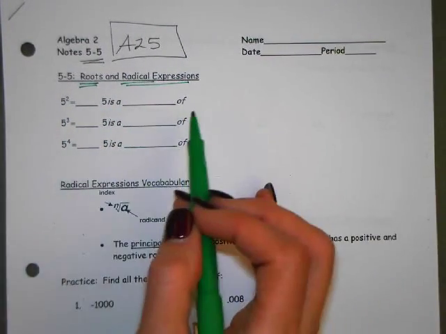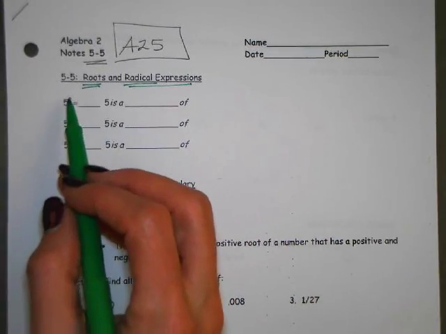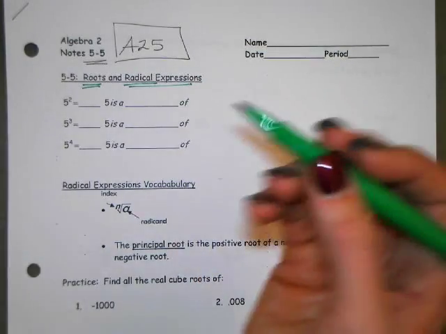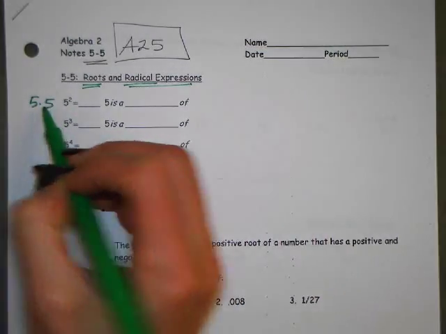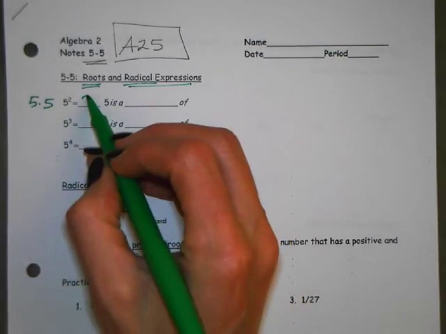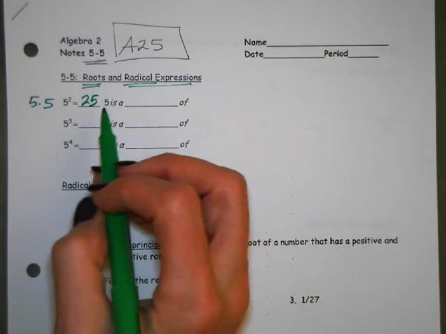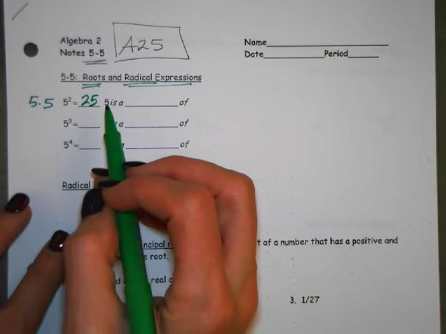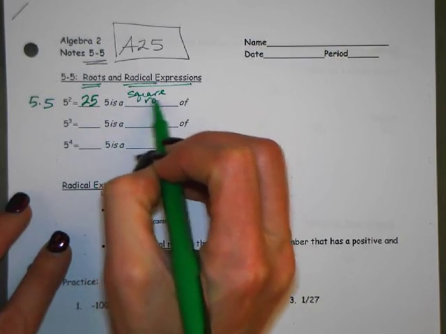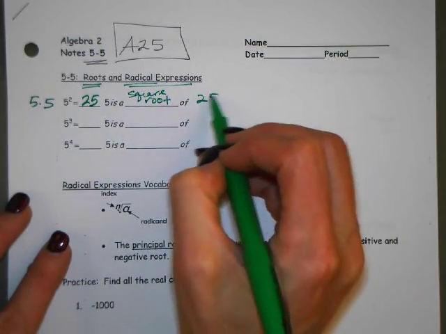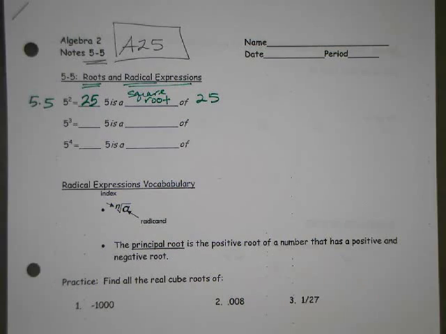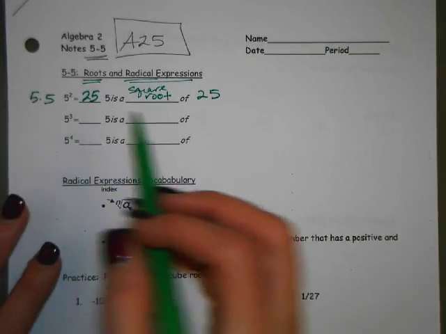Just looking at some examples here, if I say 5 squared, what would the answer be? 5 squared is really 5 times 5, right? And so 5 times 5 equals what? 25. So what would we say then? We would say 5 is a square root of 25, because the exponent of 2 is squared. That's what we say, 5 squared.